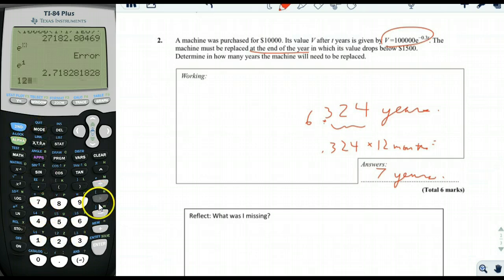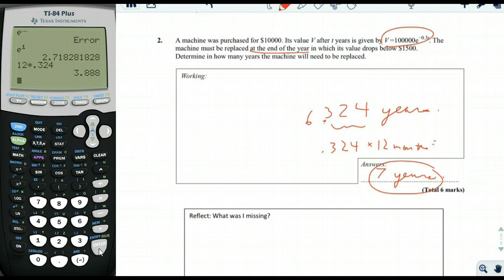12 times 0.324. It would give you about almost 4 months, right? 3.88 months, okay? So the answer to this, though, would be 7 years. I was just showing you how to do the intersection because if they ever ask you exactly, you'll need to do that.